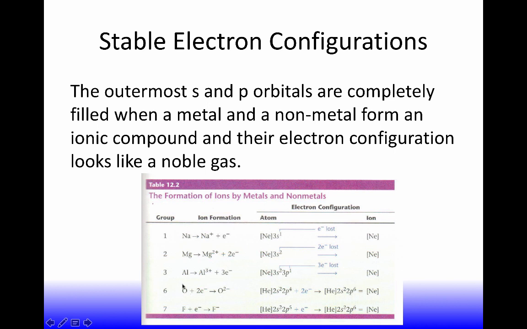Nonmetals, on the other hand, are gaining electrons. So here it's the shorthand electron notation for oxygen and fluorine. You can see that it's 2p4 here, 2p5, gain 2 electrons. It goes to 2s2, 2p6, which looks again like neon. Oxygen with that addition is neon, and fluorine with this addition is neon. So after bond formation, they all look like they have an electron configuration of a noble gas.